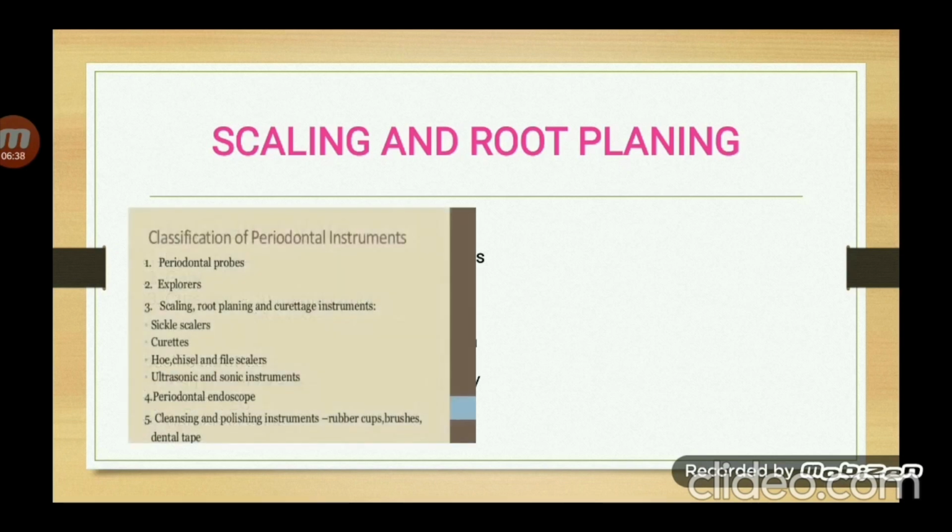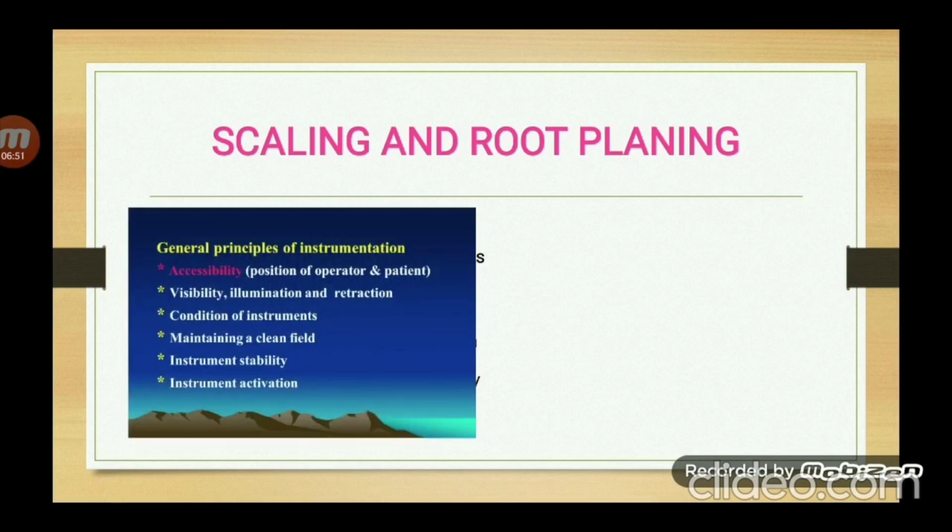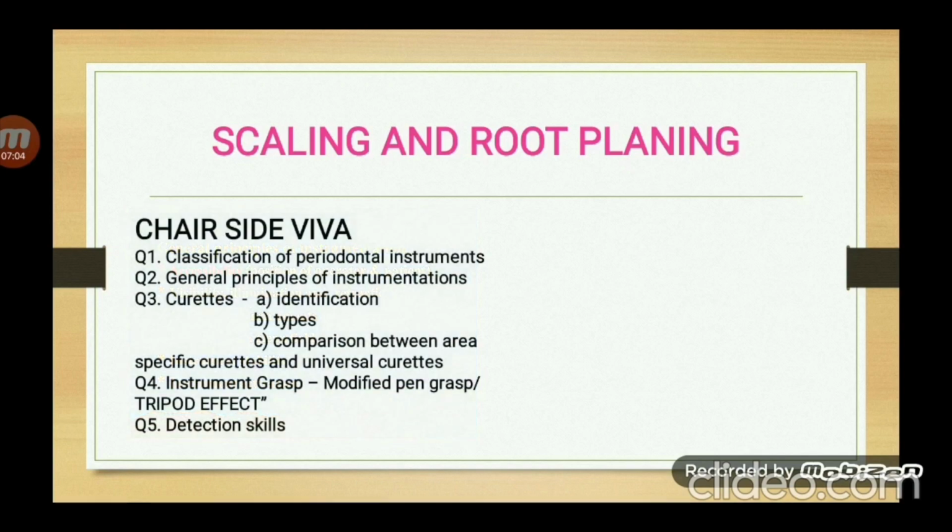So let's talk about that. This is the classification of periodontal instruments, which each one of us should know by heart because this is the most basic thing. Then the general principles of instrumentation: accessibility, visibility, condition of instruments, maintaining a clean field, instrument stability, and instrument activation. So this is again very basic.